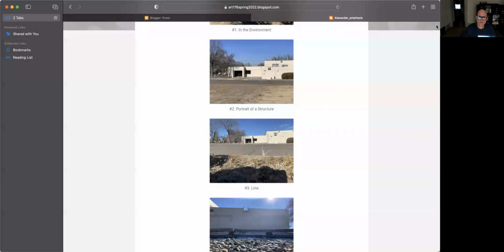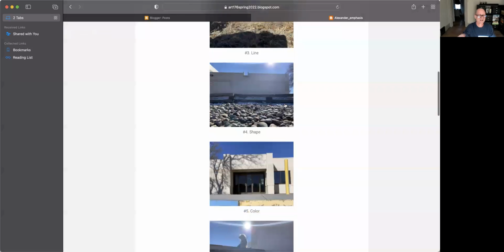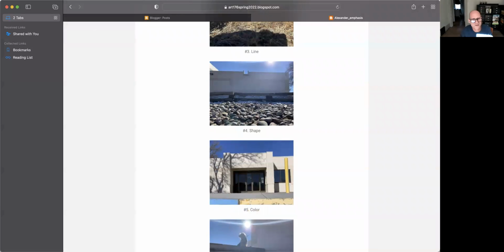So when we get these visual prompts, a lot of students are suddenly more comfortable because it tells them what to do. You know, line, you're looking for lines. Shape, you're trying to find shapes. Color, you're looking for a juxtaposition of color. You can help yourself out by giving yourself these sort of guidelines.